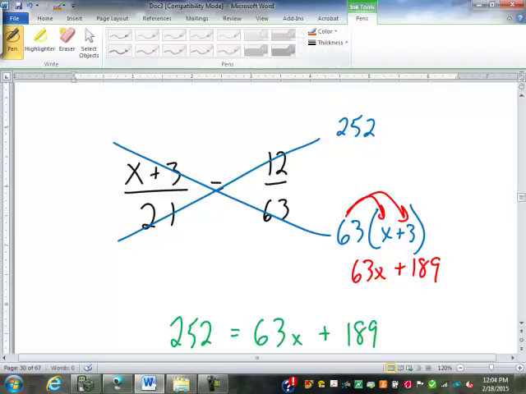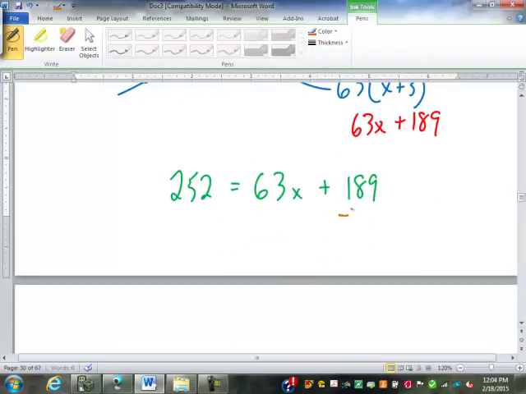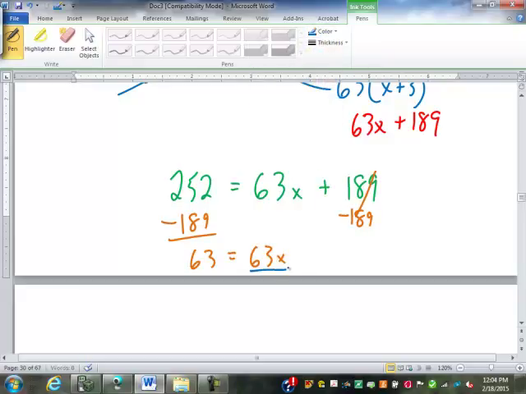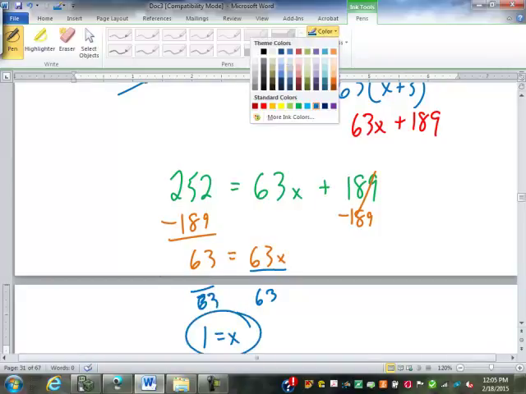From there, we'll subtract 189. It's going to give us 63 equals 63x. And that's a pretty simple one to solve. We'll divide by 63 to get that 1 equals x, or x equals 1.